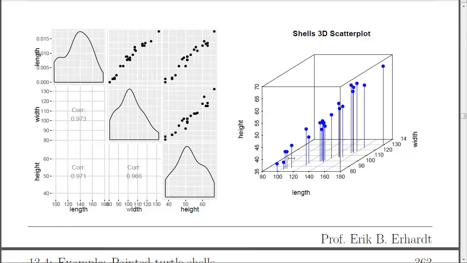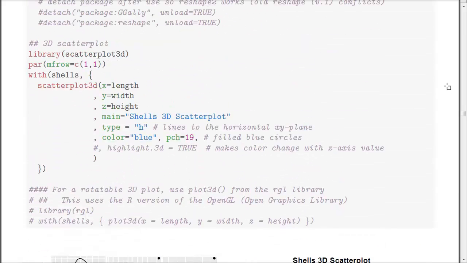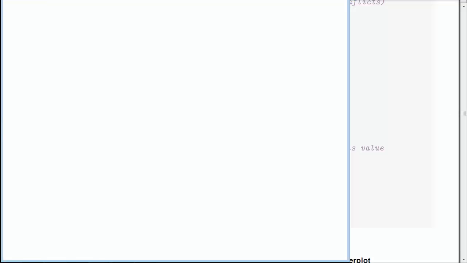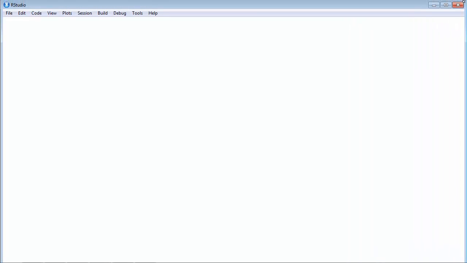Sometimes this plot can be a little hard to read because the points occlude each other, they fall on top of each other, so the relative positions in all 3 dimensions is a little bit hard. There's other ways to view this data, and I actually have this commented out here, and it would be worth me very quickly showing you how to view this type of data in 3 dimensions.